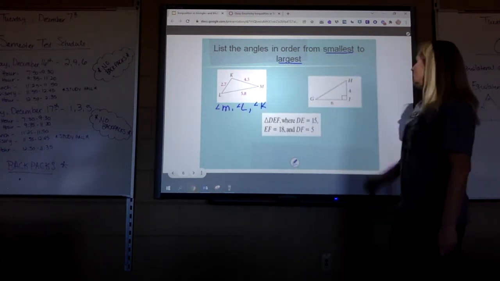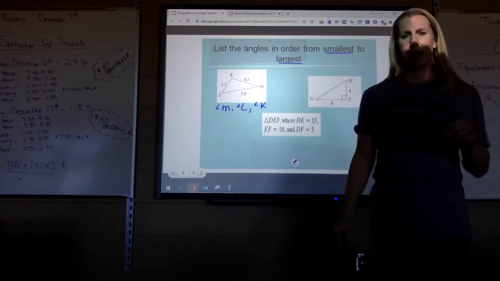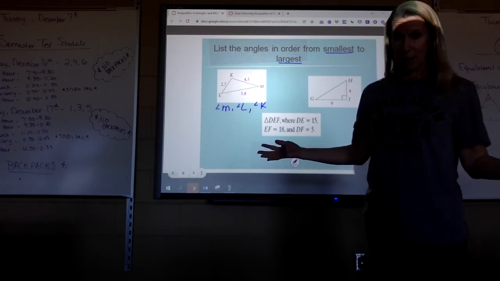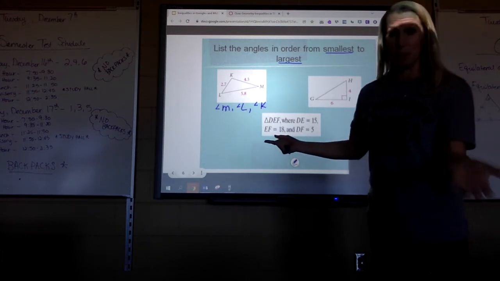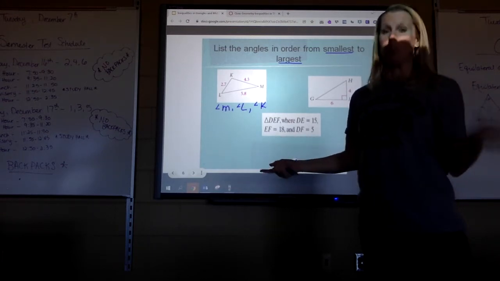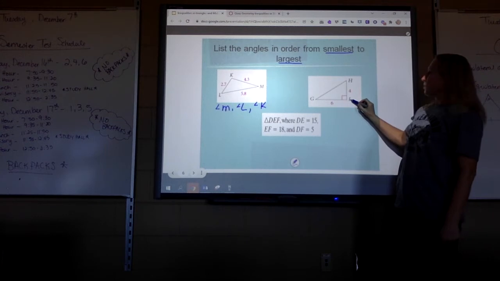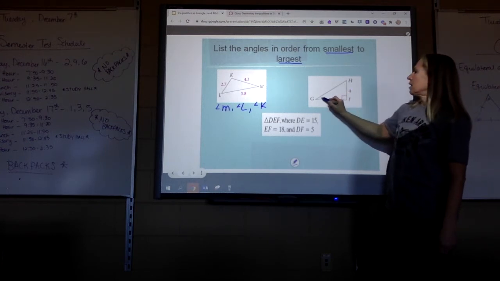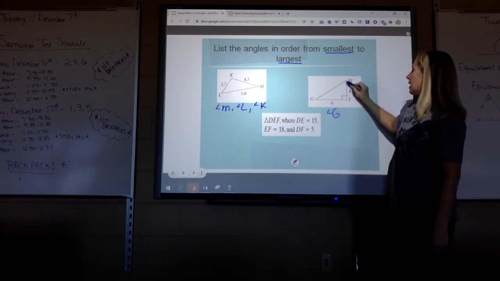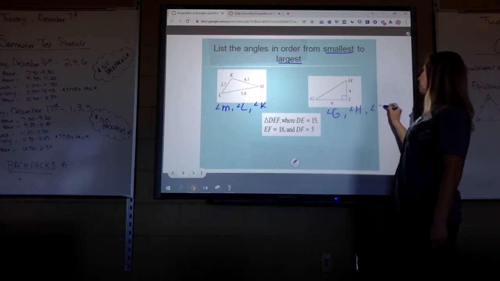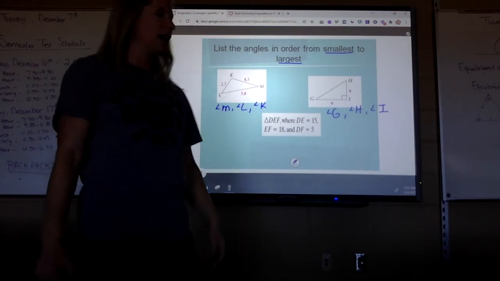MLK. This one, we don't know the length of the side, but it doesn't matter, because you know that the side across from the 90-degree angle has to be the biggest side. You can't have a 90-degree angle and then an angle that's bigger than 90, because then they would add up to more than 180 degrees. So I already know my biggest angle is I. My smallest angle has to be angle G because side HI is your shortest side. Then my second smallest angle would be angle H, and my biggest angle is I. You can't have an angle bigger than 90 degrees in a triangle if you already have a 90-degree angle.